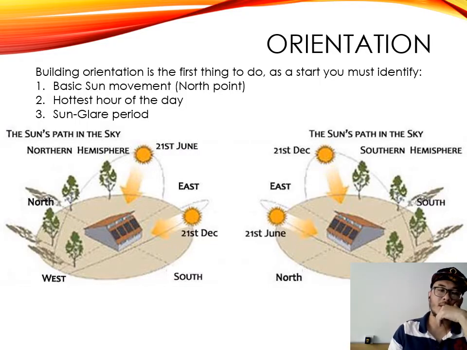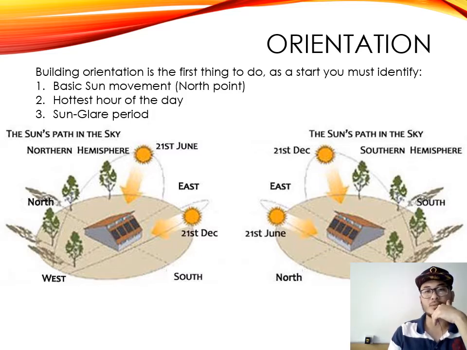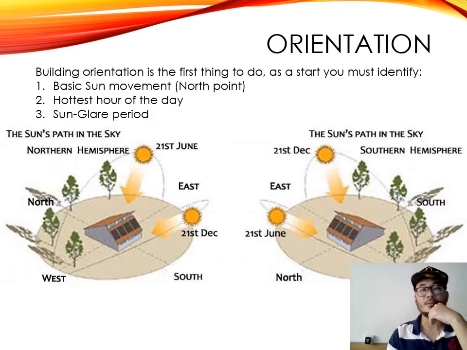Orientation. Building orientation is the first thing to do as you start your design. You must identify three things. Number one, basic sun movement, or in a short way, just find the north point. Number two, the hottest hour of the day. For example, in Malaysia, the hottest hour of the day is between 11 a.m. to 12 p.m. And number three, the sun glare period.